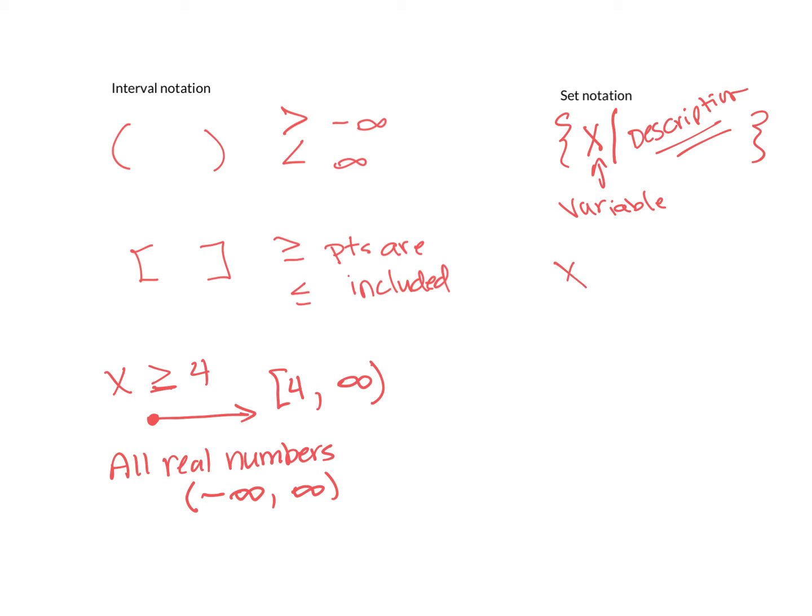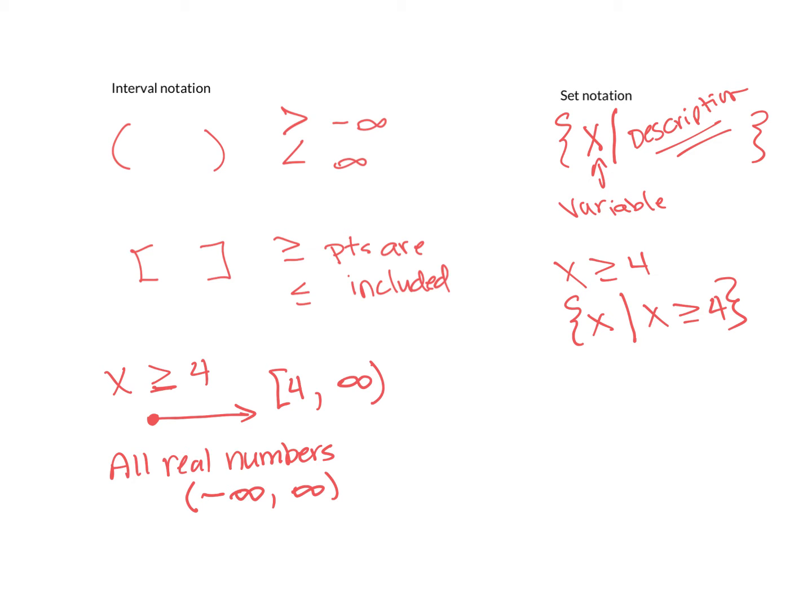So in that same problem, x is greater than or equal to 4. For set builder notation, I would write curly brace x because my variable is x, bar, and then my description, x is greater than or equal to 4. That's what I'm going to put there.